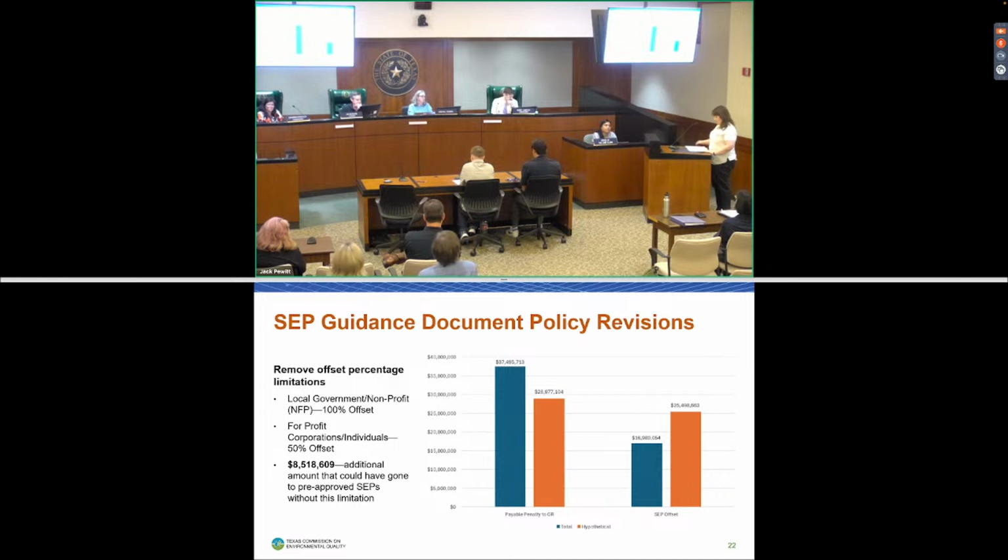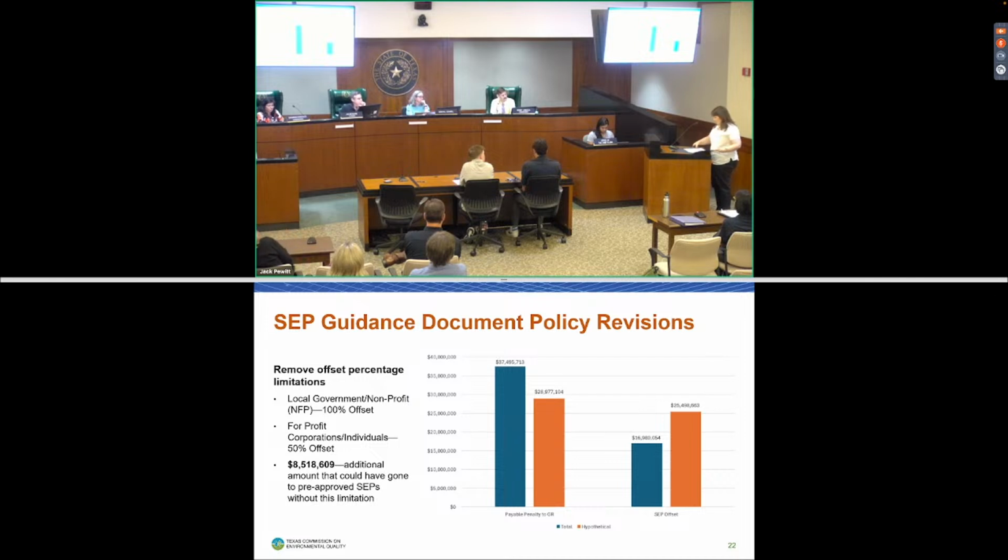The first of which is about removing the offset percentage limitation that Carlos talked about earlier, where local governments and nonprofit entities are allowed to offset 100% of their penalty towards a SEP, but for-profit entities and individuals, which contribute the vast majority of dollars towards pre-approved SEPs, are only allowed to offset 50% of their penalty. So what this means is that if a for-profit entity has a $400,000 penalty, they're only allowed to give $200,000 of that towards a SEP, and the other $200,000 has to go to general revenue.